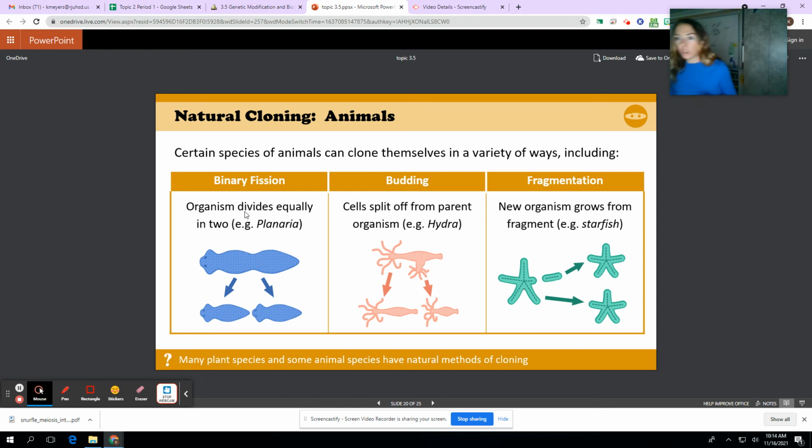Another example is planaria, in which the organism divides equally into, we've already talked about this a little bit, binary fission. Binary, meaning two, is a way in which cells divide. In this case, we're looking at planaria dividing into two identical organisms.